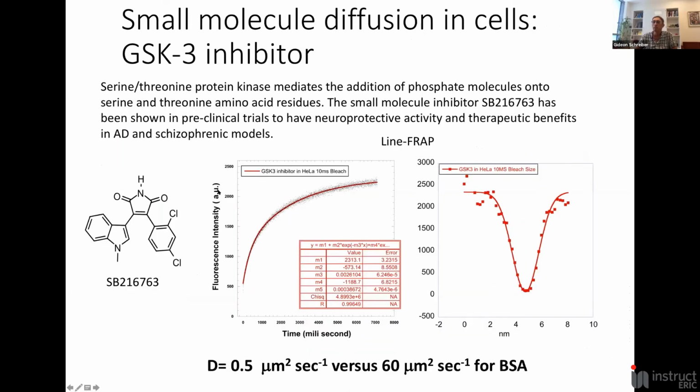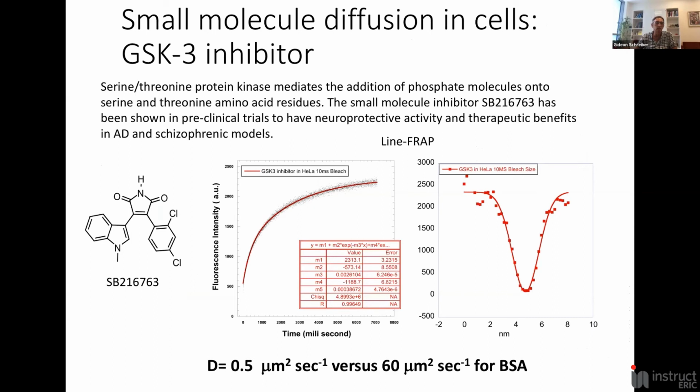Now, what about small molecules? And we heard a very nice talk from Nir about the small molecules. So we also tested small molecule diffusion. In small molecule diffusion, we did quite a lot. I will just show you 2 examples, but we really get surprises. So this is a small molecule inhibitor. That's a GSK3 inhibitor. You can read it here.